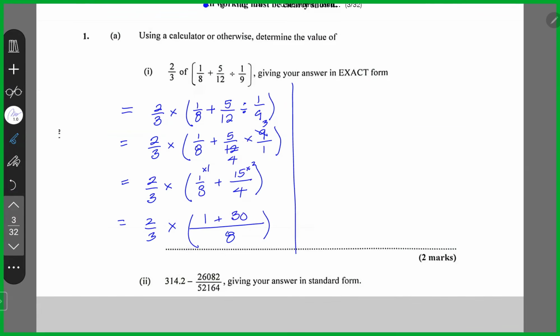So right now what I have is 2/3 multiplied by 31/8. Now, do not remove the bracket until you have only one fraction. Let's cancel. 2 into 2 is 1, into 8 is 4. When nothing else can cancel, 1 times 31 is 31. 3 times 4 is 12. So that would be my answer.